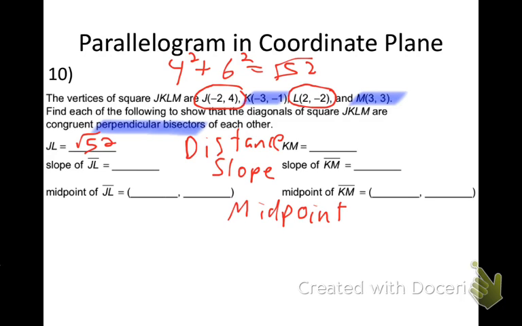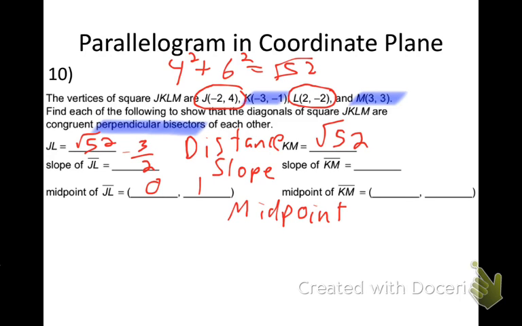What's the slope of JL then? -3/2, I believe it is, actually. Yeah. What's the midpoint then? 0, 1. The midpoint is 0, 1. And then I need to find the distance of KM. What's the distance of KM? That's the square root of 52.